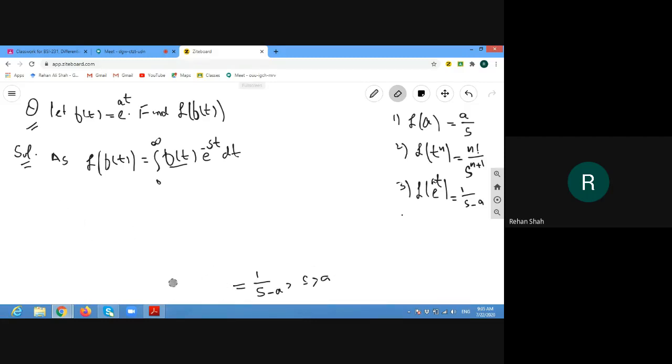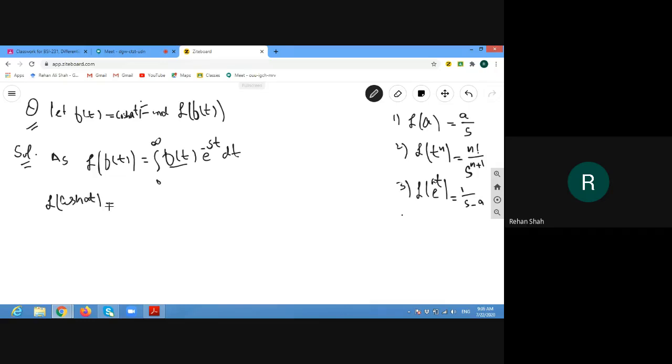Now, if this f of t is equal to cos hyperbolic at, then find Laplace transform of f of t. Cos hyperbolic at. Laplace transform of cos hyperbolic at.